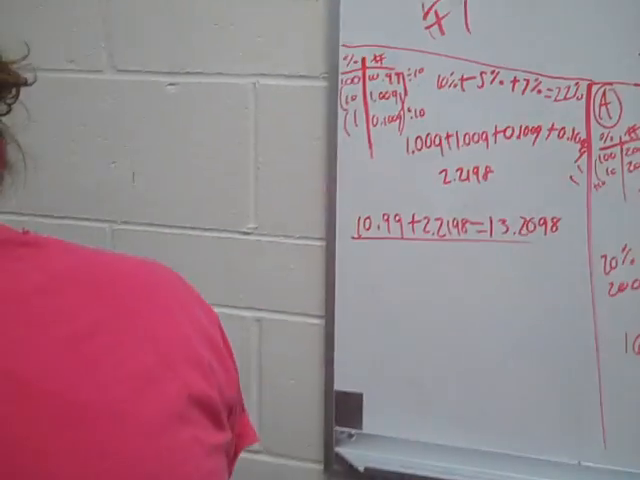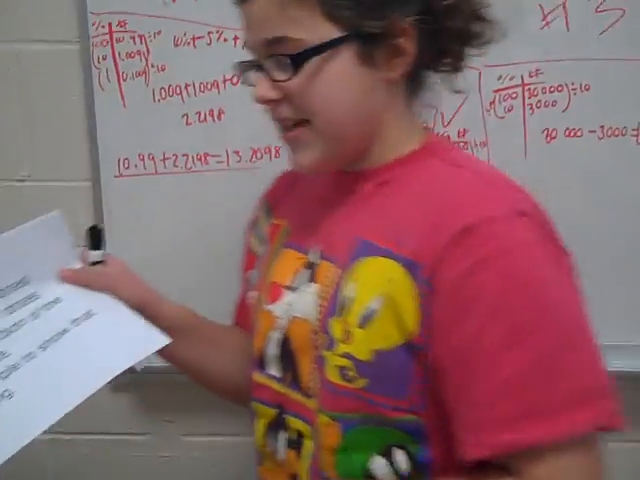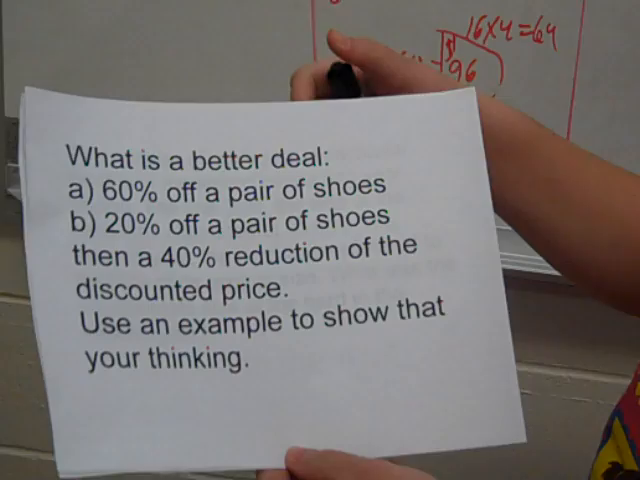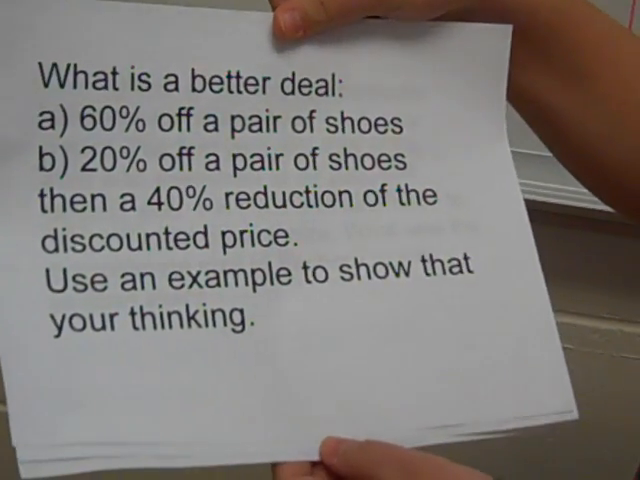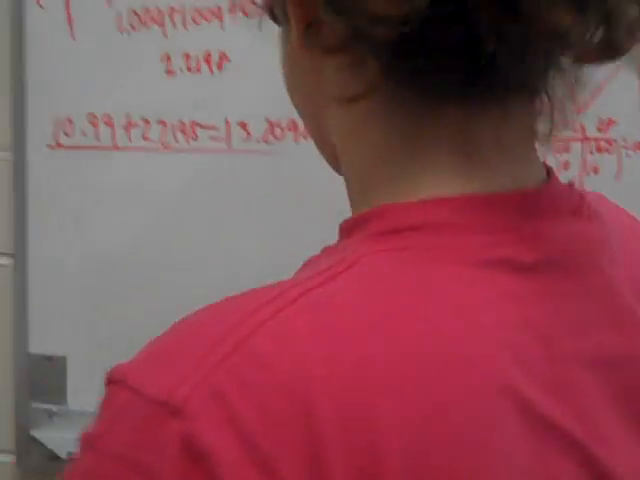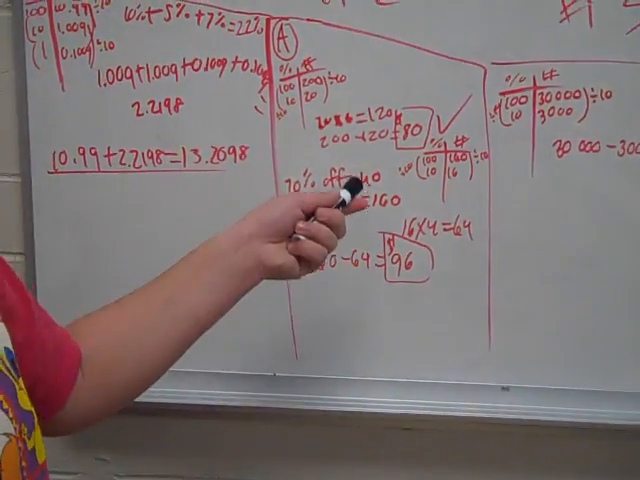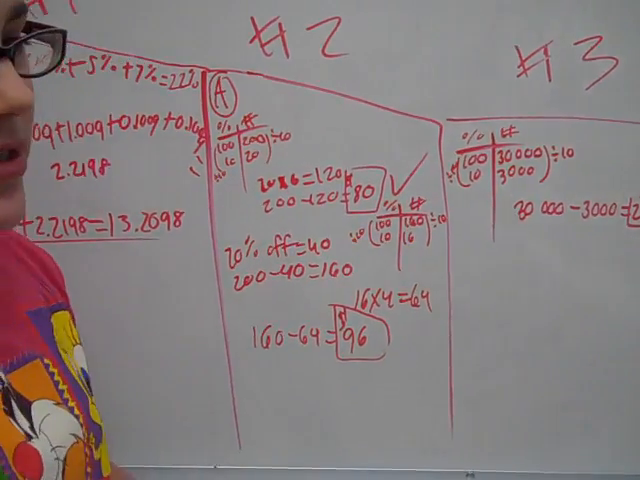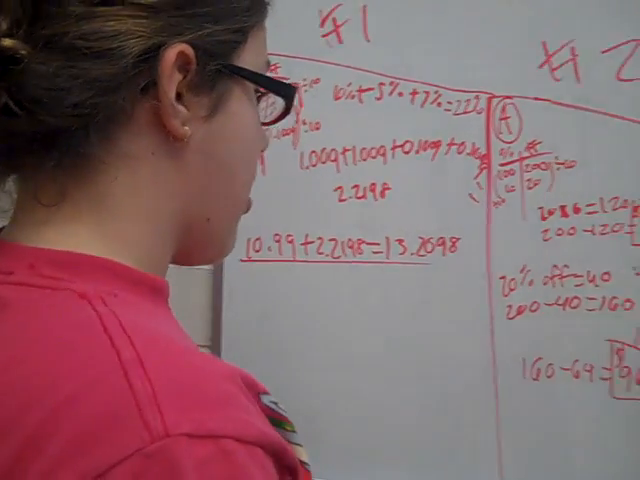Now, the next question. What is a better deal? A. 60% off a pair of shoes. B. 20% off a pair of shoes, then a 40% reduction of the discounted price. Use an example to show what you're thinking. Okay, I think A is better because you see, let's say a pair of shoes costed $200.